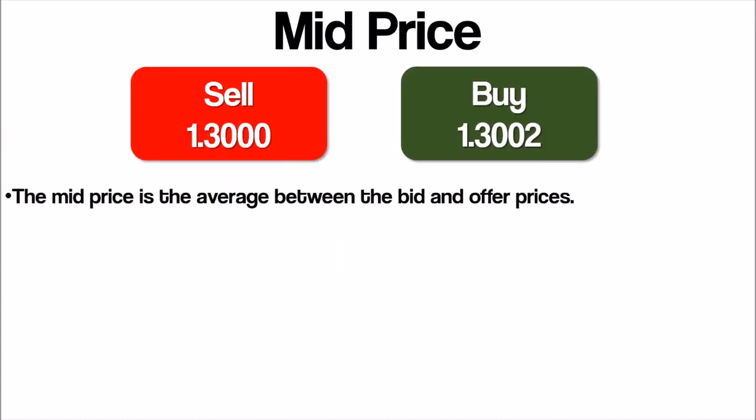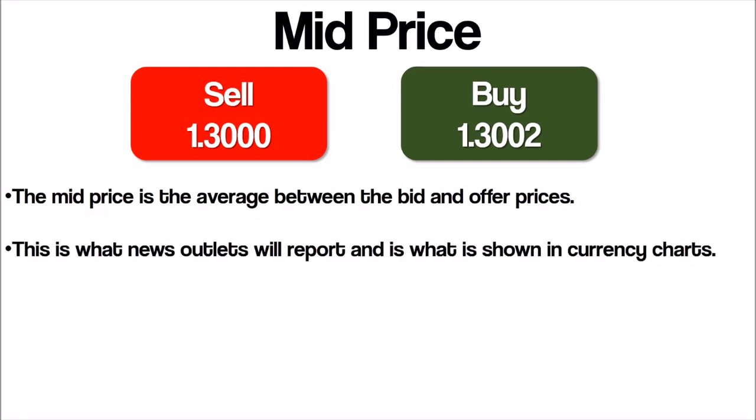And so the price we were talking about at the start of this video is the mid price, which is the average between these two prices: the average between the price you can sell at and the price you can buy at. This is what news outlets and charts will report. But in reality, you cannot trade at this price. You can either sell at 1.3 or you can buy at 1.3002.